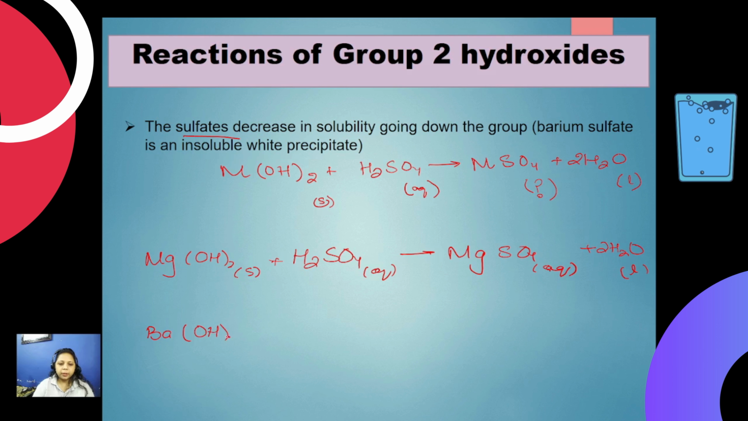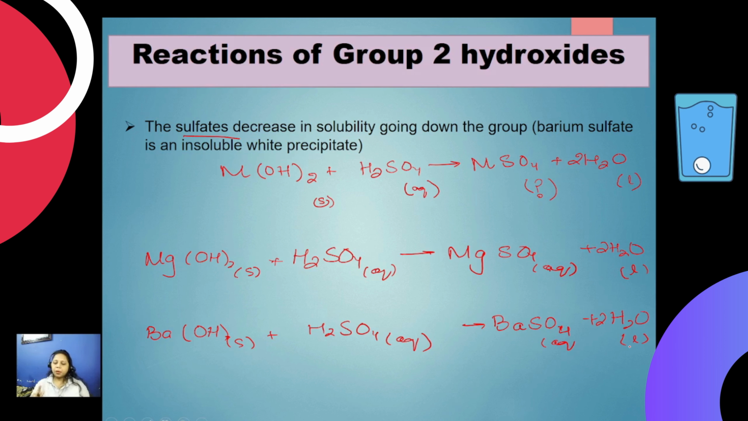Barium hydroxide along with sulfuric acid, which is aqueous, gives barium sulfate, which is solid. Sorry, it's a 4 (BaSO4), plus water, which is liquid. Simple. Just keep in mind, you need to memorize the general equation, or just learn the basic concept of how they are going to react, and it's easy to remember.